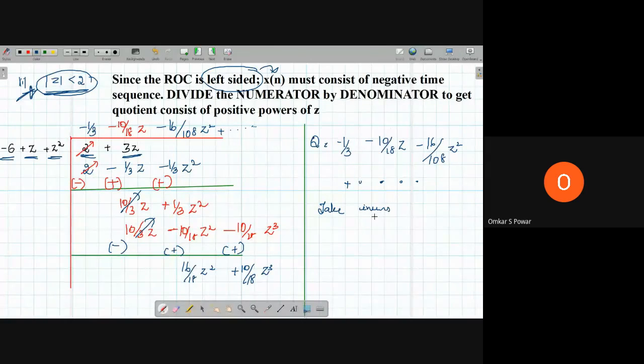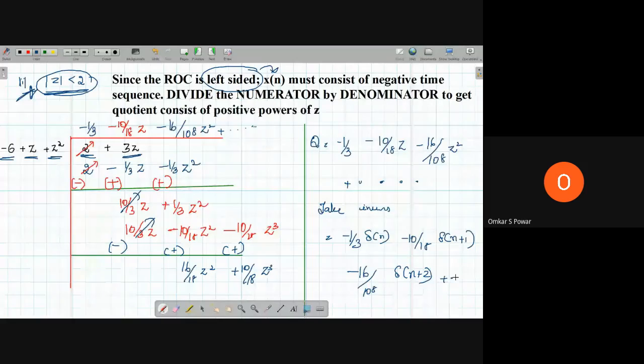Taking the inverse, what will we get? Your x of n is nothing but minus 1 by 3 into del of n, minus 10 by 18 into del of n plus 1, because here it is z to the power of 1, and minus 16 by 108 into del of n plus 2, and so on. So this is your inverse using the power series method. Easy, isn't it?